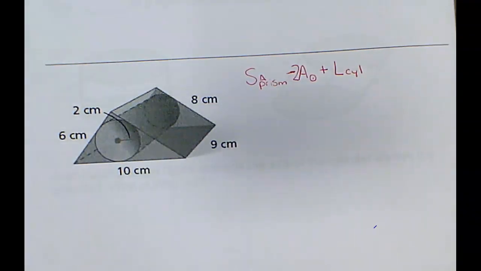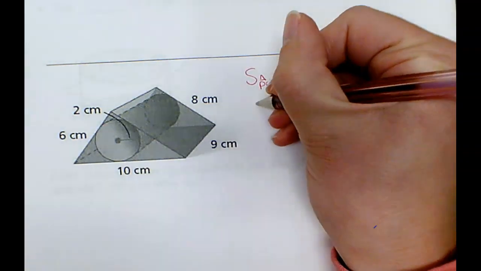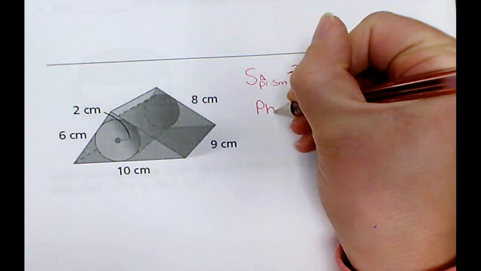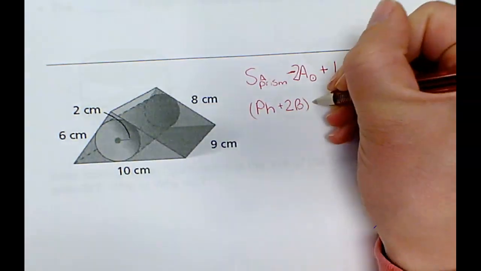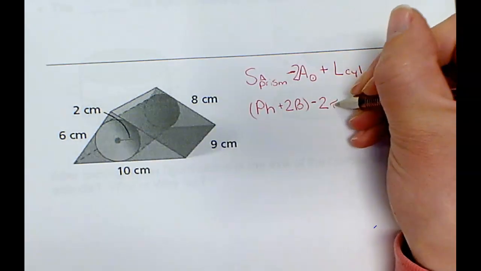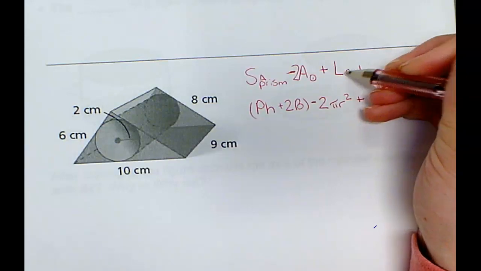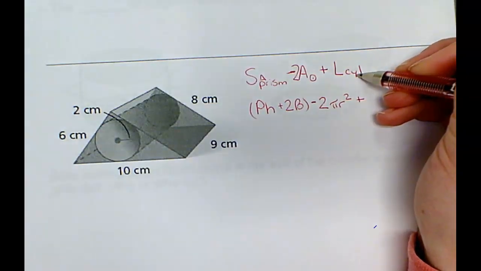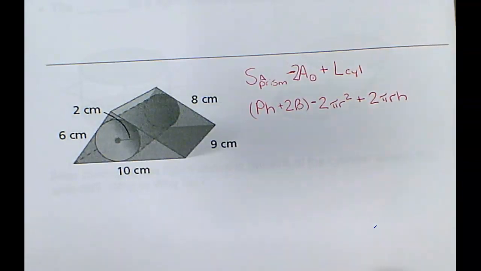So again, there's a lot of different plans that could happen, but this is kind of the basis for it. So the surface area of the triangular prism, that formula is the perimeter of the base times the height of the prism, plus 2 times the area of the base. You're going to subtract 2 times the area of the circle, and the formula for the area of the circle is pi r squared. And then you're going to add to it the lateral area of the cylinder. And today we talked about the lateral area of the cylinder is 2 times pi times r times the height.